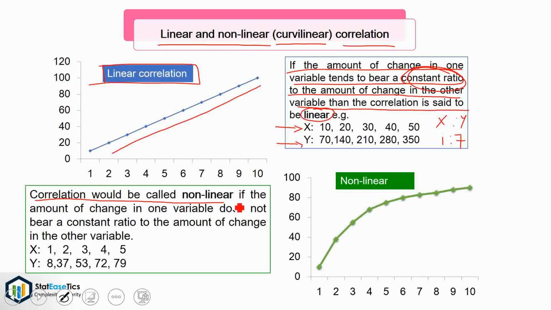Now let's see non-linear correlation. Correlation would be called non-linear if the amount of change in one variable does not bear a constant ratio to the amount of change in the other variable. For example, here we can see that in case of x variable, the values are at an interval of 1 unit, whereas in y variable, the values are at different units. Thus, there is no constant ratio, and hence it gives a curve, that is non-linear correlation or curvilinear correlation.